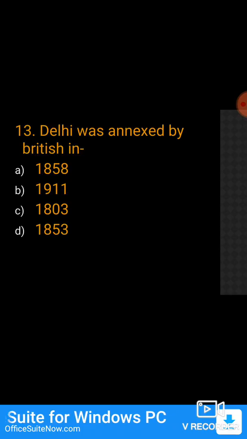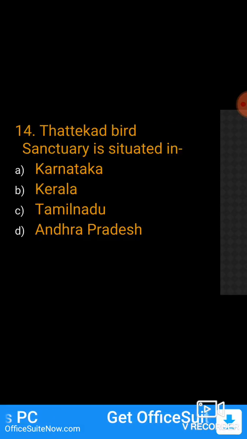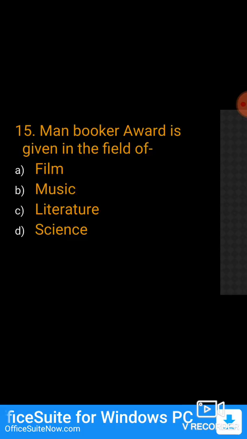13th question is Delhi was annexed by British in. So answer is 1803. Correct option is C part. 14th question is Thattekad Bird Sanctuary is situated in. So answer is Kerala. Correct option is B part. 15th question is Man Booker Award is given in the field of. So answer is literature. Correct option is C part.